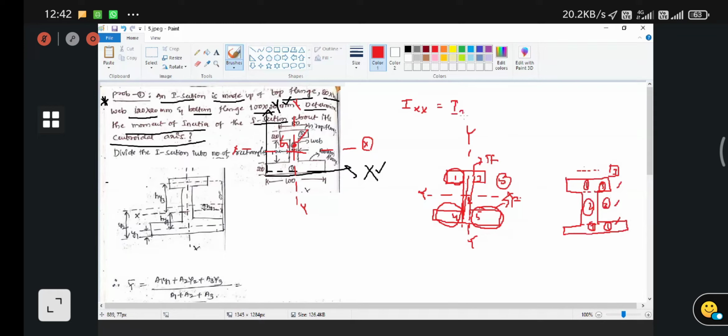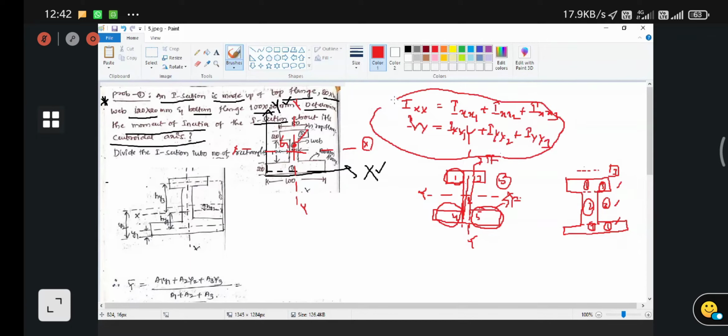It means the first section moment of inertia Ixx1, plus Ixx2, plus Ixx3, only for three sections. And also the moment of inertia Iyy equals Iy1 plus Iy2 plus Iy3. So like that I need to find the moment of inertia about its centroidal axes, one about the x axis and one about the y axis.